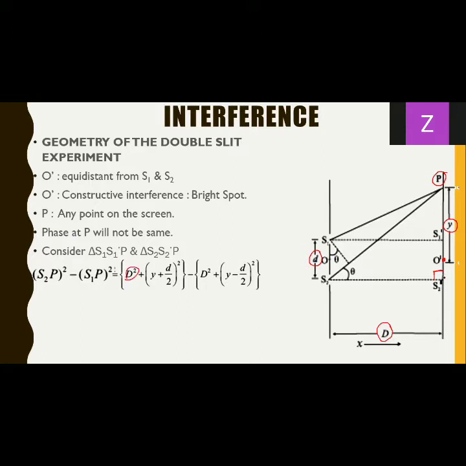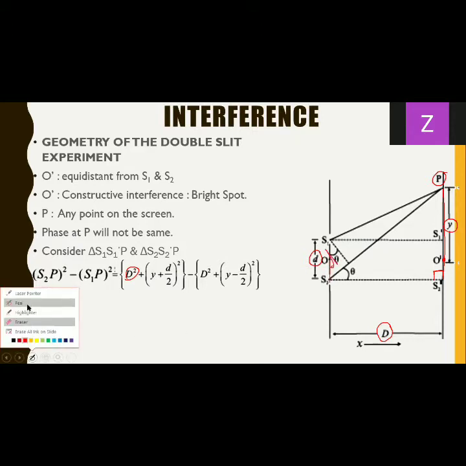और ये S2 dash P का स्क्वायर, मतलब इसका स्क्वायर, तो ये डिस्टेंस कितना होगा? ये डिस्टेंस कैसे पता चलेगा? P to O dash, ये Y है हम लोगों के पास, तो O dash S2 dash कितना आएगा? अगर ये टोटल D है and O is the midpoint of S1 and S2, means this distance we can say as D by 2.